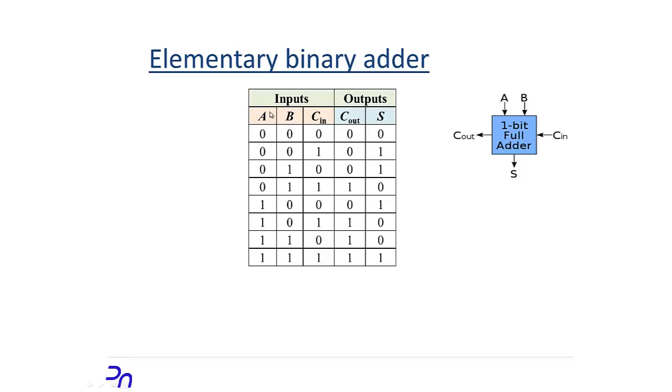This is the elementary binary adder truth table. It's easy to follow. When all three inputs A, B, and carry in are 0, the sum is 0 and the carry out is 0. If only one input is 1, S is 1 and the carry out is 0. When two inputs are 1, the S is 0 and the carry out is 1. And finally, if all three inputs are 1, both S and carry out are 1.